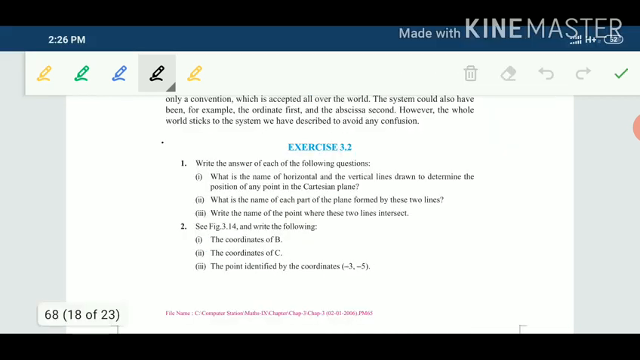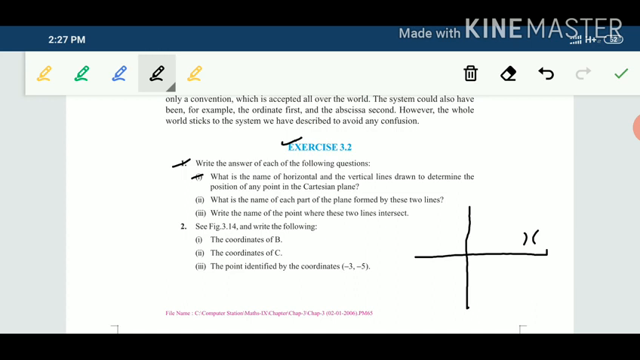Now we will discuss our exercise 3.2. First question is, write the answer of each of the following questions. First part, what is the name of the horizontal line and the vertical line? Horizontal line is known as the x-axis and the vertical line is known as the y-axis. So this is the answer of the first part.